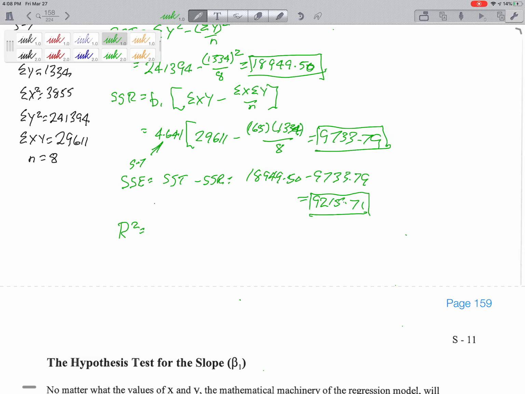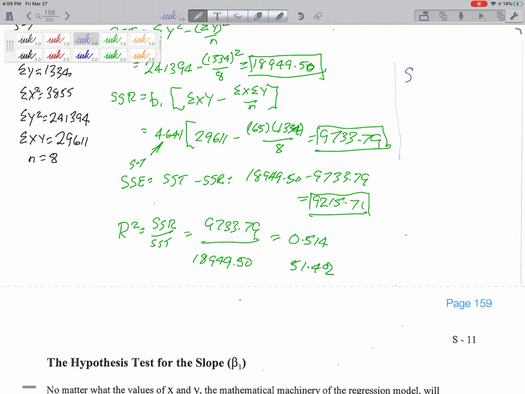R squared will be equal to SSR over SST. And so that will be 9733.79 over 18,949.50. And that's going to turn out to be 0.514, or 51.4% of the variation in the selling price of a house is explained by the size. Okay, one other calculation.